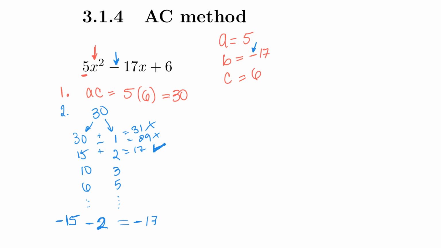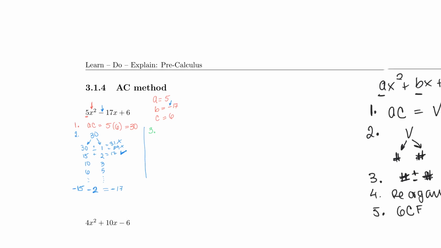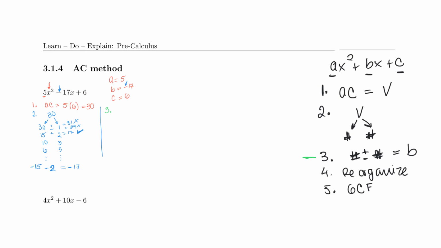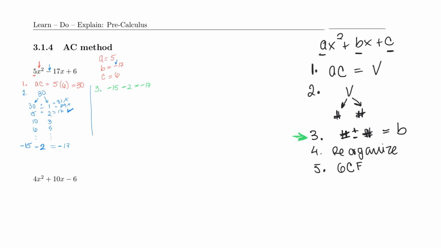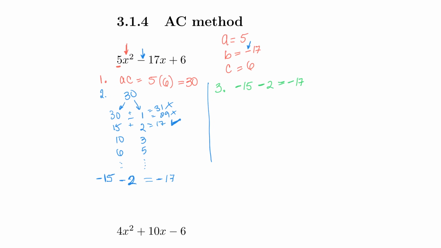Now that we have these two numbers, we proceed with step 3. Remember that we said these two numbers have to add or subtract and be equal to B. We already did that: we got minus 15 minus 2 equal to minus 17. The following step is to reorganize the polynomial.